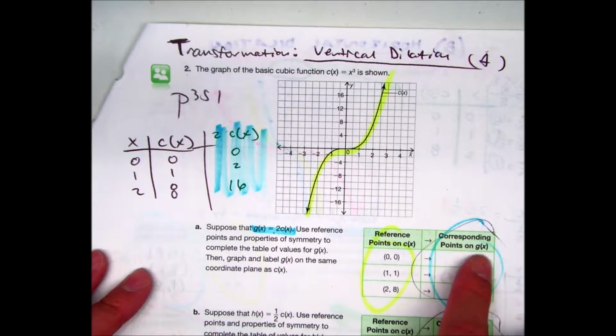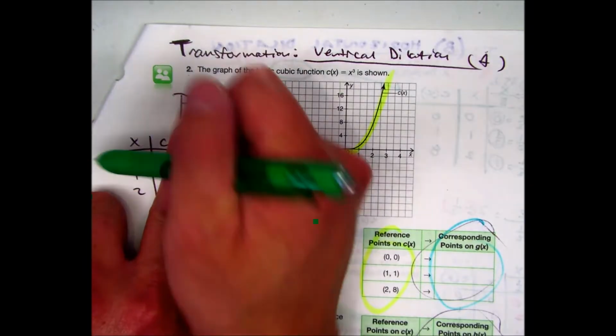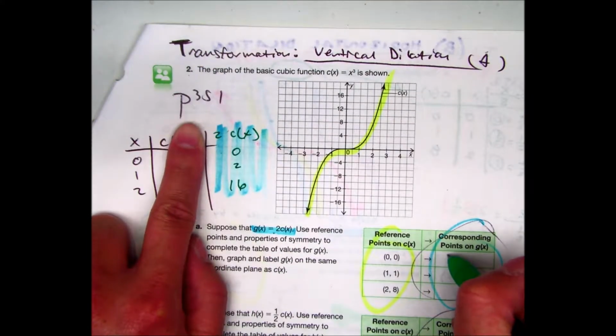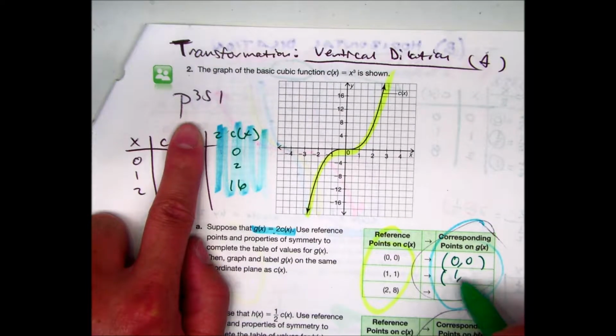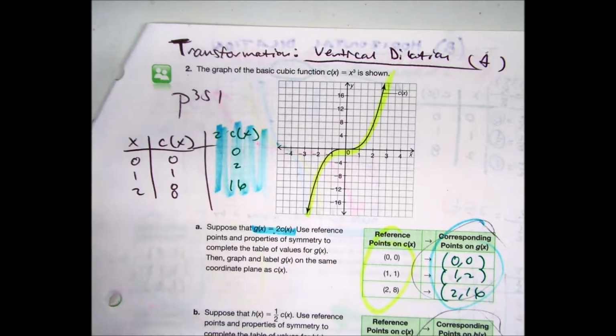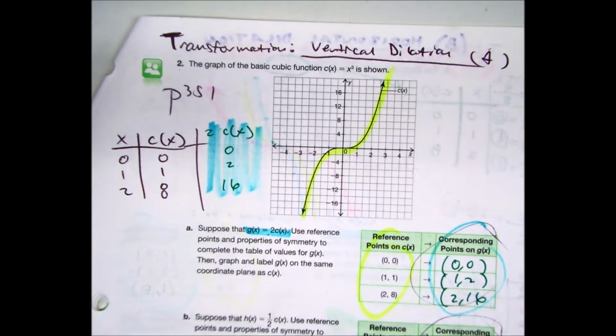Because I'm graphing here g of x, I need this column and this column. So that gives me the ordered pair what? 0, 0. Next one. And raise your hand if you got that. Alright, now I'm going to go ahead and graph those.